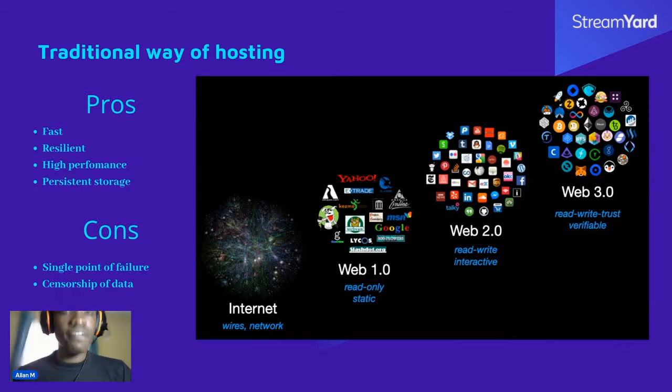First thing we'll look at is how the traditional way of hosting or deploying applications has looked like over the previous years. There are some pros and cons to the traditional approach. The traditional approach is basically the use of centralized servers to store the information about your application, to deploy these applications. And one thing you can agree on is that it's fast.